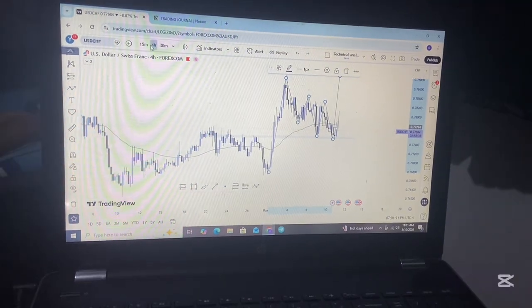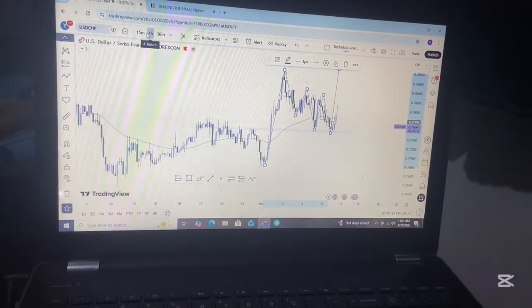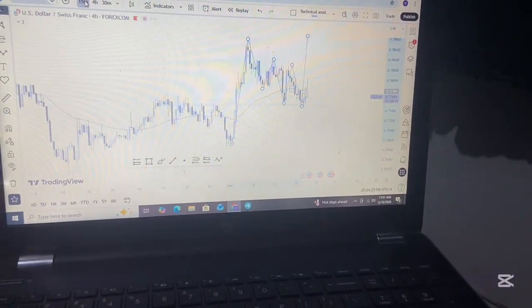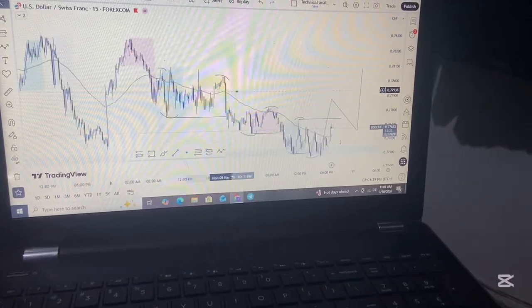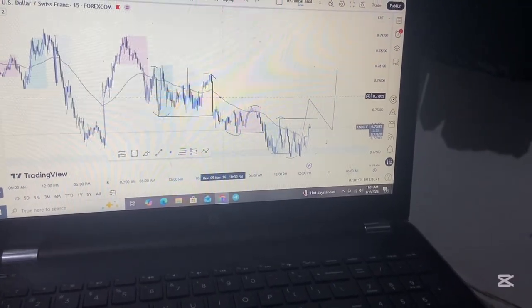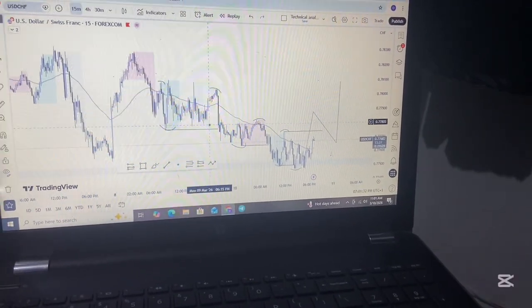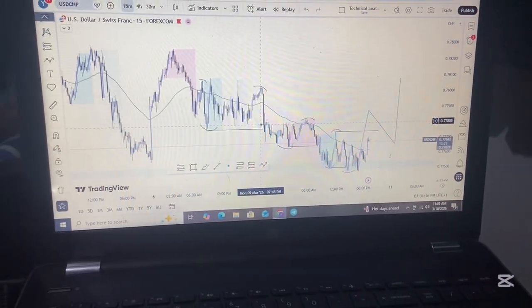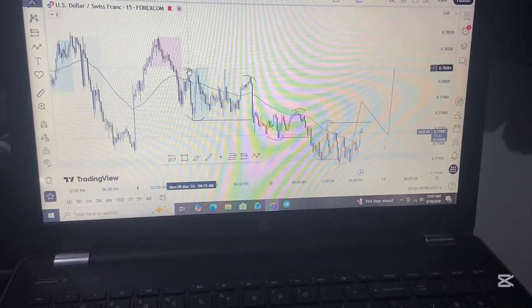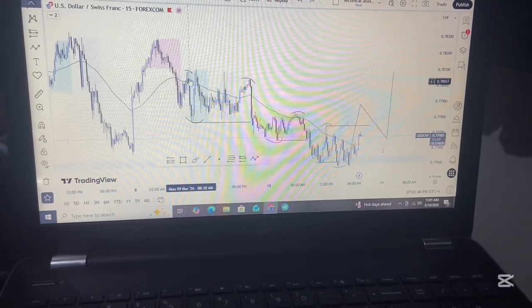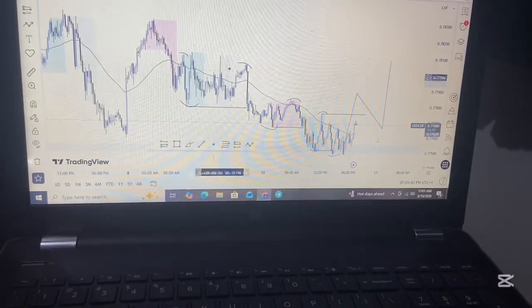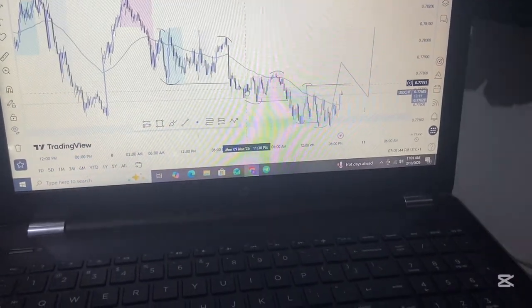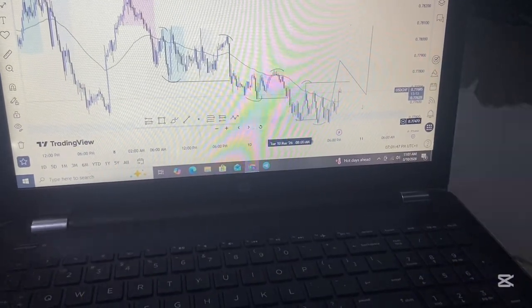So now what I'm monitoring on the 15 or 30 minutes time frame is the structure. All I'm basically waiting for is for the structure to switch bullish to align with my 4-hour bias. You can see we have a bearish market structure on the 15 minutes time frame, and I've marked it out with this pen. This is a lower high, this is a lower low, this is a lower high, this is a lower low, this is a lower high.